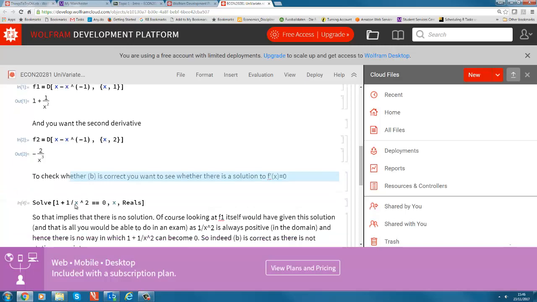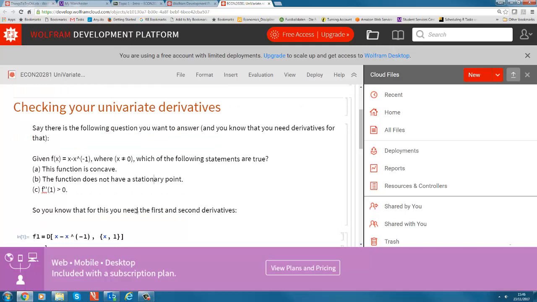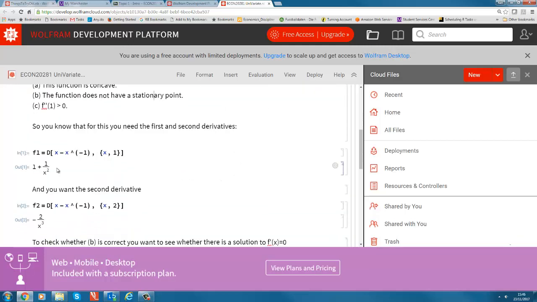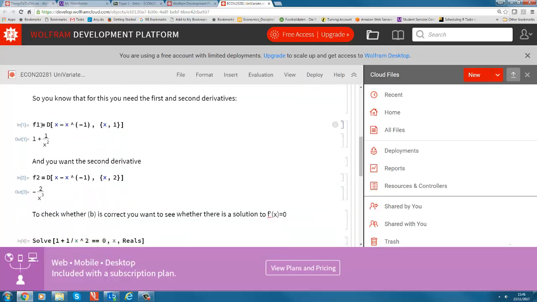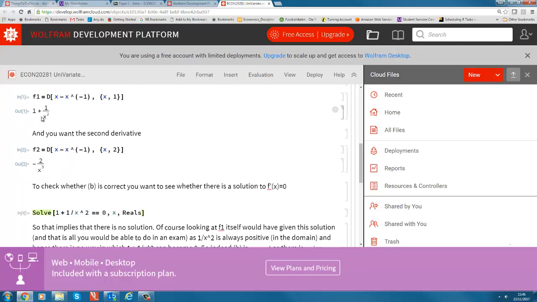So at this point, we can go to the second statement and we can try and evaluate that. The function does not have a stationarity point. Now, a stationarity point, we know what we want to do is we want to set this first derivative equal to 0 and find which value of x solves this. So how do we do this? Say solve, and here's our first derivative. You could have tried with just putting f1 in here, but that's the result of our first derivative, 1 over 1 plus 1 over x squared.